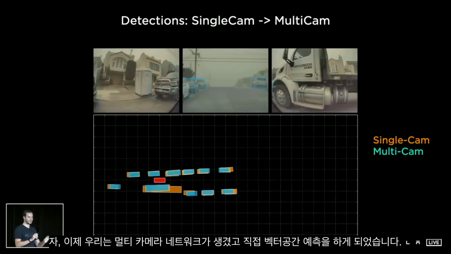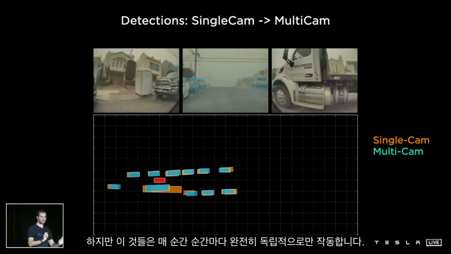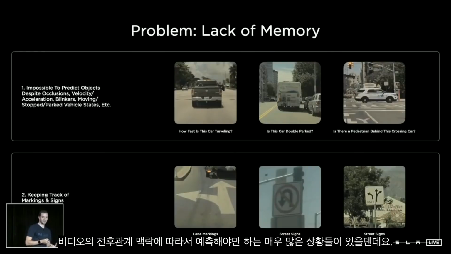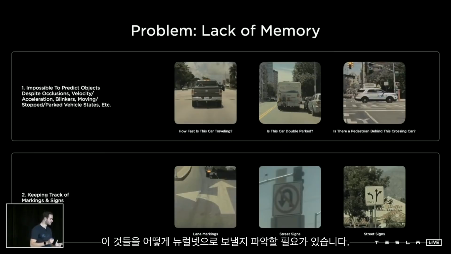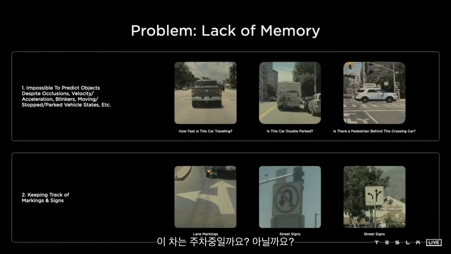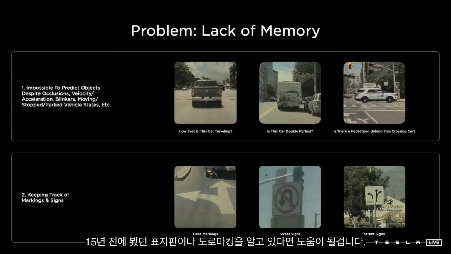OK, so at this point, we have multi-camera networks, and they're giving predictions directly in vector space. But we are still operating at every single instant in time completely independently. So very quickly, we discovered that there's a large number of predictions we want to make that actually require the video context, and we need to somehow figure out how to feed this into the net. So in particular, is this car parked or not? Is it moving? How fast is it moving? Is it still there, even though it's temporarily occluded? Or for example, if I'm trying to predict the road geometry ahead, it's very helpful to know the signs or the road markings that I saw 50 meters ago.